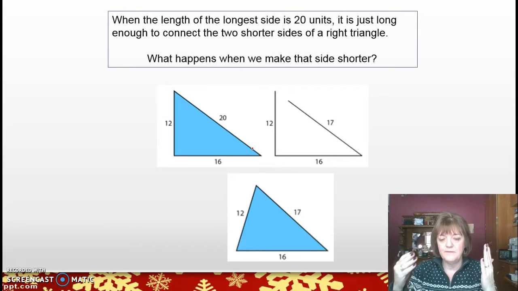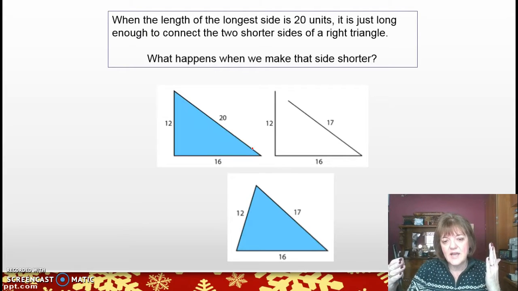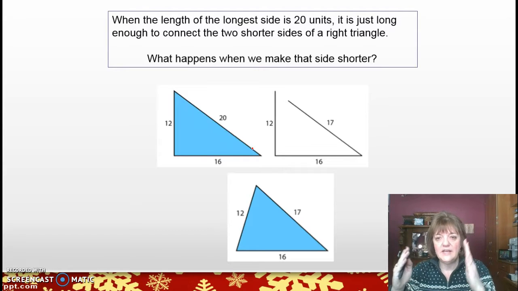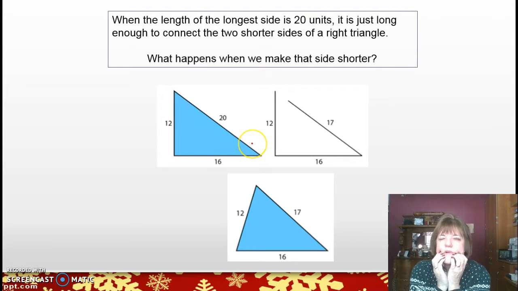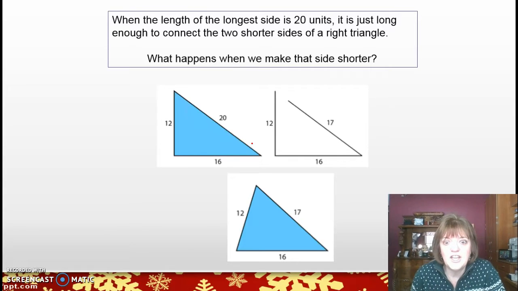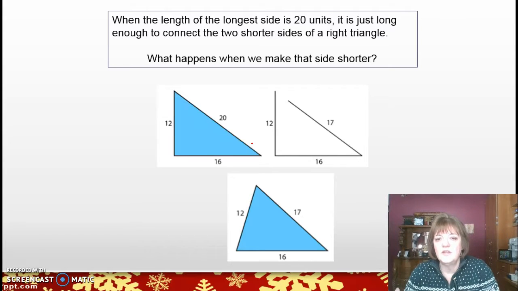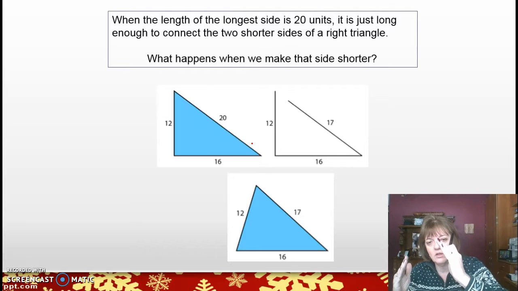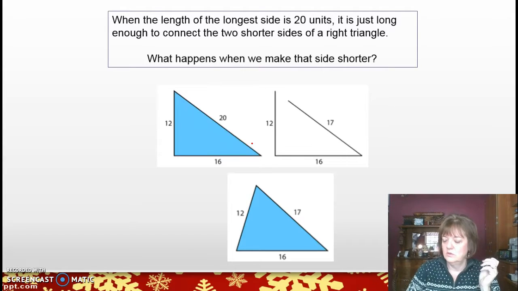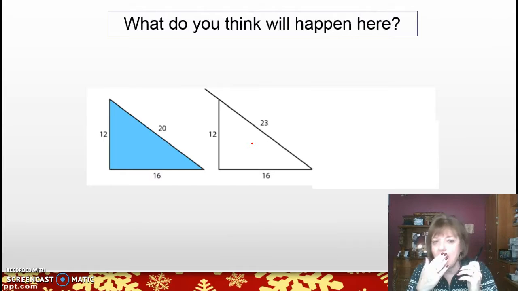So now if the longest side is too short to make it a right triangle, what kind of triangle does that make it? That has to be either an acute or an obtuse triangle. So what do you think? That's going to be acute, right? Because all three angles now are smaller than 90, because you took only the biggest angle and you made it smaller. Whoa. All right, let's take a look at what happens.